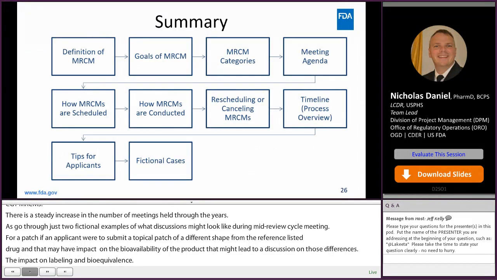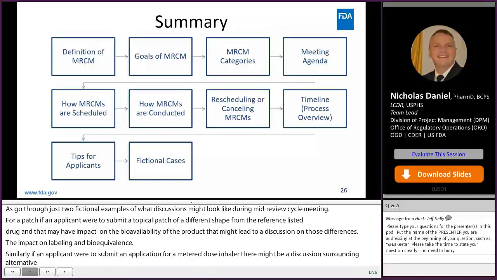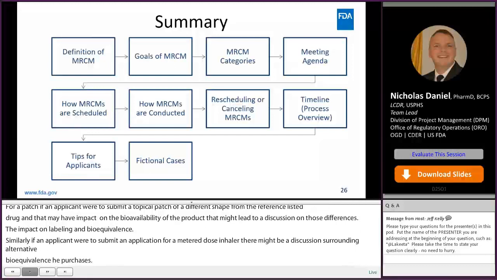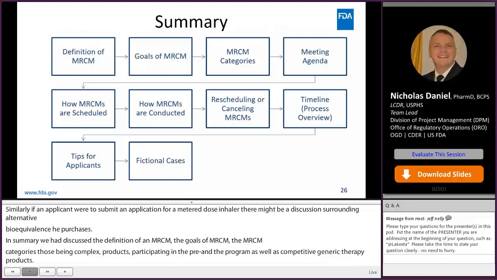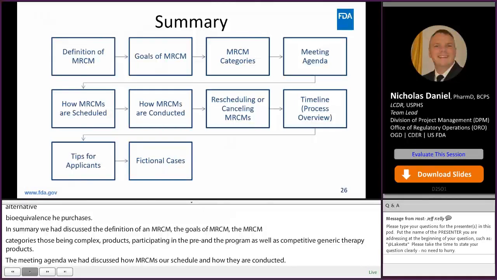So in summary, we've discussed the definition of an MRCM, the goals of MRCMs, the MRCM categories, those being complex products participating in the pre-ANDA program, as well as competitive generic therapy products. The meeting agenda, how MRCMs are scheduled and how they're conducted, rescheduling and canceling MRCMs, a process overview of the timeline, some tips for applicants, as well as some fictional cases.